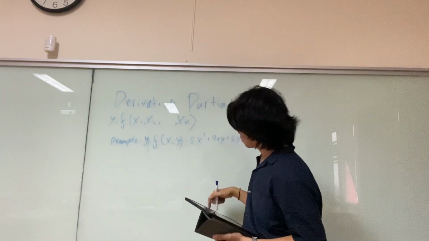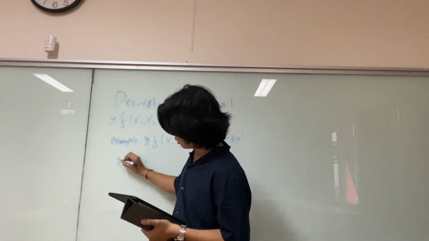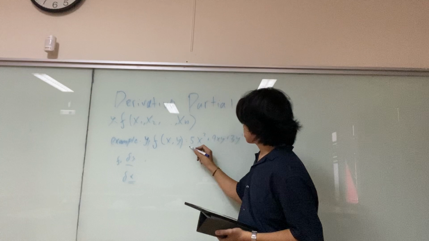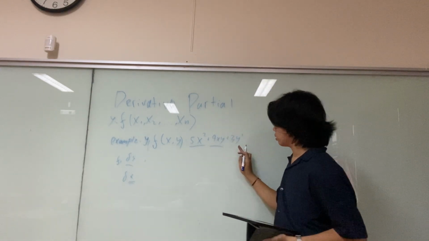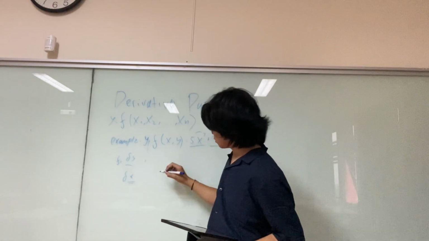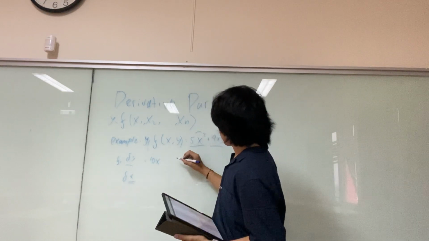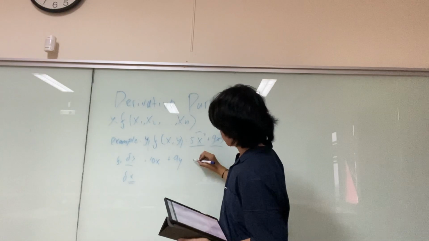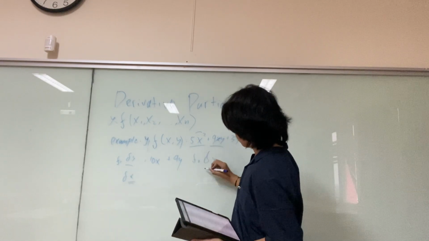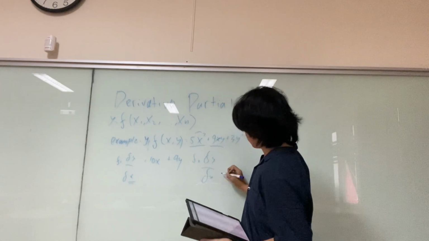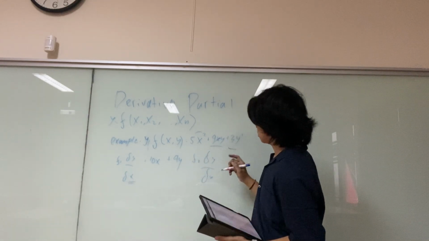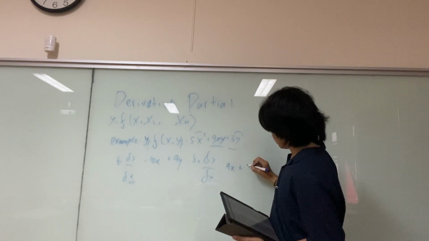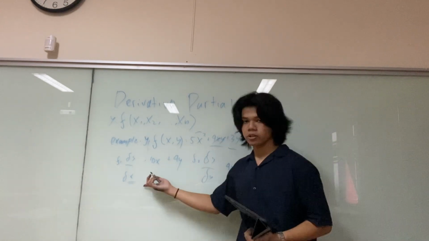So we're going to bring it down, searching for the x first. Since there's no x in the last term, we're not going to bring it down. So 2 times 5 is 10x, plus, since we're searching for x, 4y. For the second one, f y, since we're looking for y, we use this equation: 4x plus 2 times 3, which is 6y. So this is for the first partial derivative.